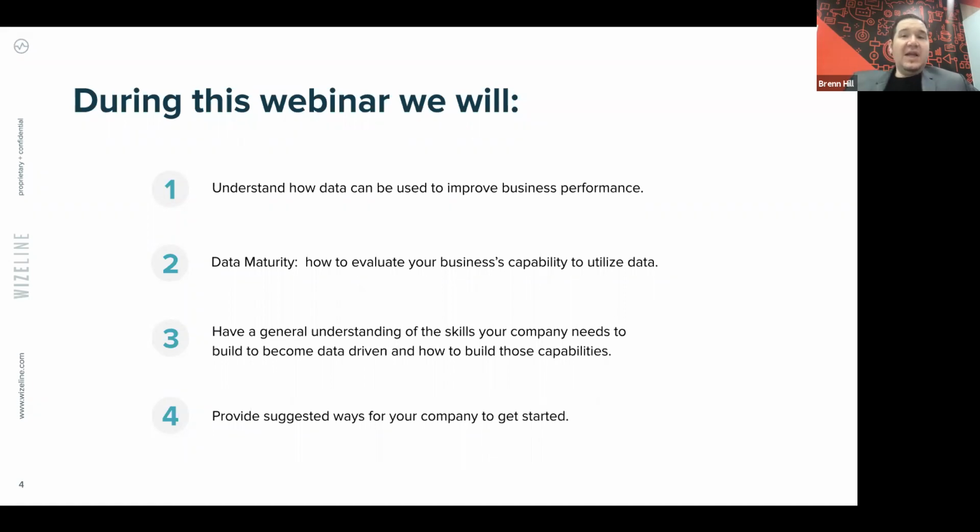We're going to talk about data maturity, which is the internal capabilities your company is going to need in order to monetize data. We're going to talk about and give you some suggestions about the skills you need to bring inside of your organization to execute on these plans. And then we're just going to wrap things up by helping you get started.